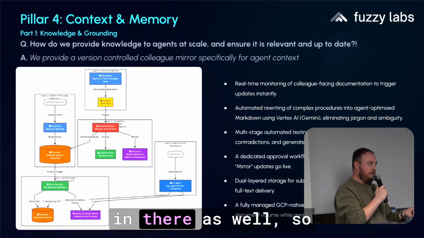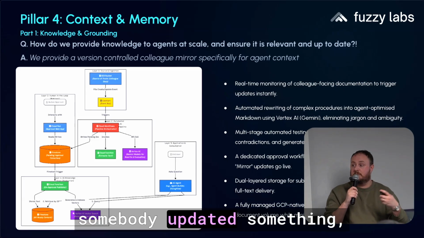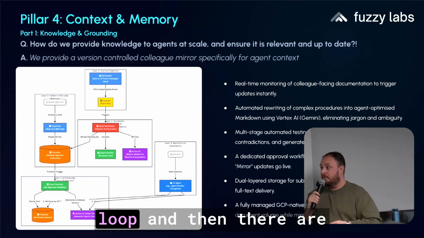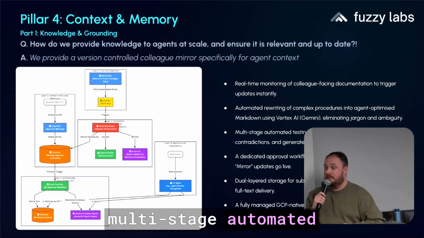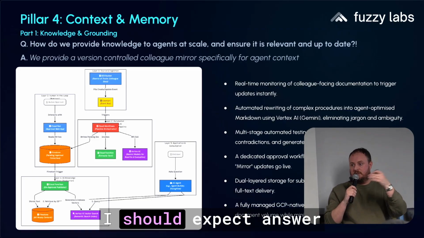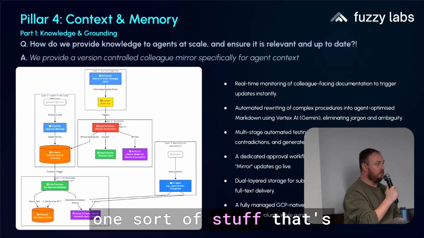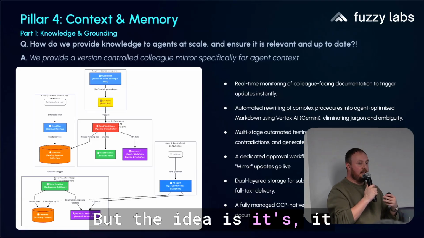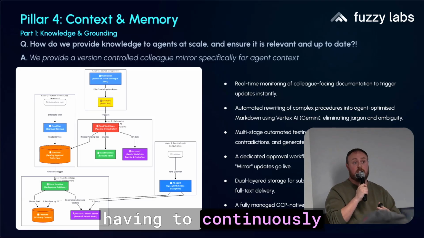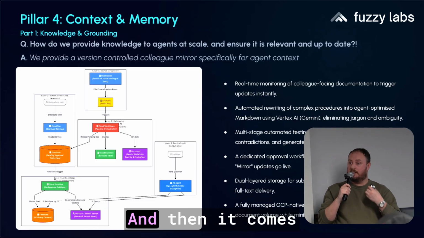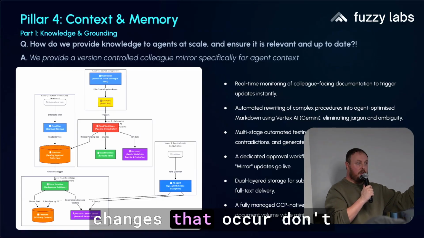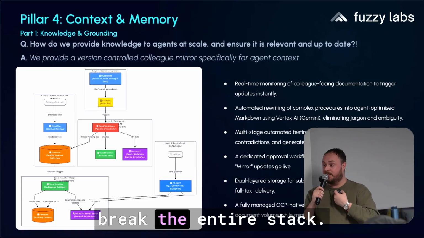There's approval loops in there as well, so that we make sure that just because somebody updated something, we don't really know if that's going to be fit for purpose for agents. So there is an approval loop. And then there are multi-stage automated tests in there to again validate that if I ask question 1, I should expect answer 1, sort of stuff that's all baked into that. But the idea is it allows us, at scale, to ground the agents without having to continuously update the agents. And then it comes to observability and evaluations as to how do we make sure that these changes that occur don't break the entire stack.